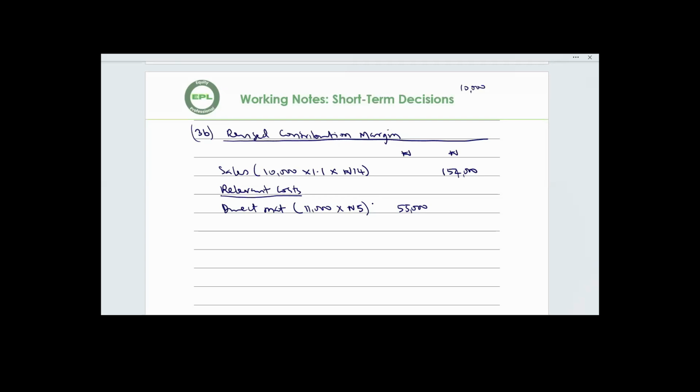10,000 units. According to the question, we are told that the sales volume will increase by 10%. The current sales volume is 10,000 units. So this 10,000 units is the 100%. Okay? So you are now told that the 10,000 units will increase by 10%. So what's 10% of 10,000? 10% of 10,000 will give you 1,000, right? So this 1,000 is 10%.